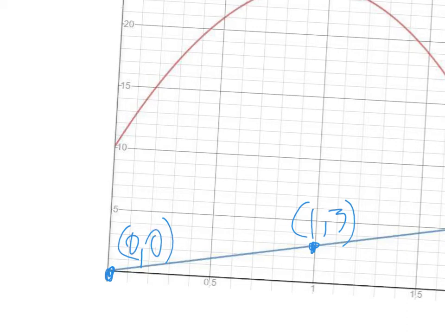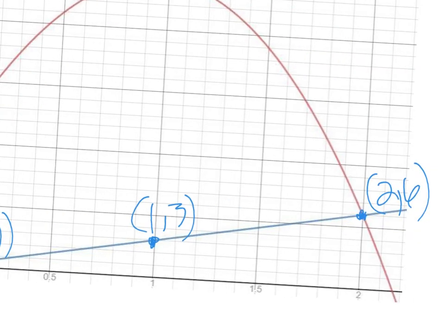And then what's my slope? What's the rise over the run? Well, it went from 0, 0 to 1 comma 3. So it rose 3 and it ran 1. So 3 over 1 is just 3. So my slope is 3.